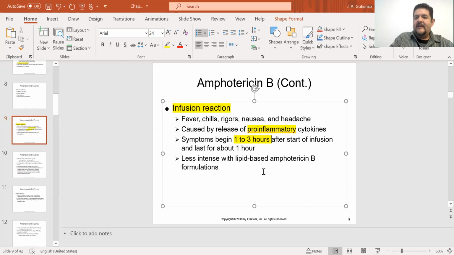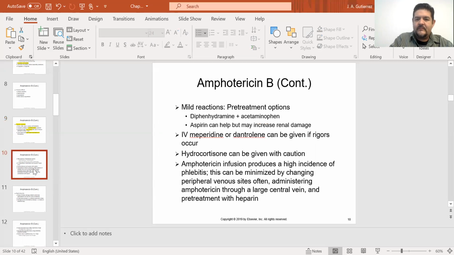And how can we prevent this? We have a variation, a presentation of amphotericin B, where the one that produces less harm is lipid-based amphotericin B. So nowadays, the most common presentation to prevent an infusion reaction, to prevent all this set of signs and symptoms in the patient, is lipid-based amphotericin B. Now, you have to be careful here. We can pre-treat patients.